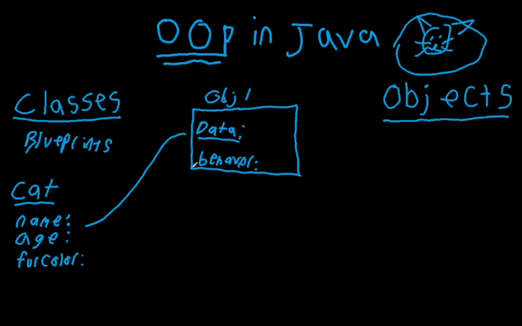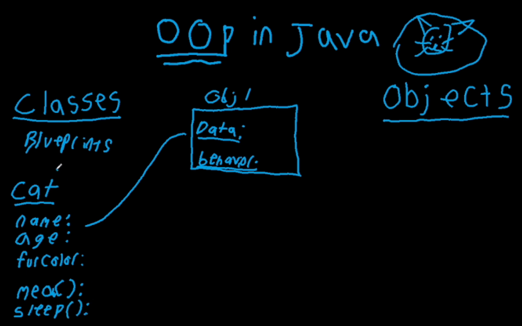Now, another thing that we can also store in our object is behaviors. So what are some behaviors that this cat can do? Well, this cat is probably going to be able to meow. So we might want to add that as a behavior. And then this cat also has a behavior called sleep. So this is the simplest form of thinking about classes.